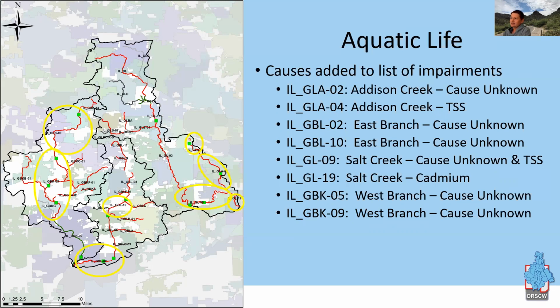One of the things that stuck out that should be highlighted is that the lowest section of Salt Creek, way over here, GL 19, has a new cadmium listing. I need to dig into that data and try to find out exactly what's going on. I don't know of a cadmium source there. To my knowledge, in that watershed, there may be some illicit connection or something like that, but I'm going to take some time to look into that data and see why that new listing is there, just because it's a metal and it is unusual to have that happen.